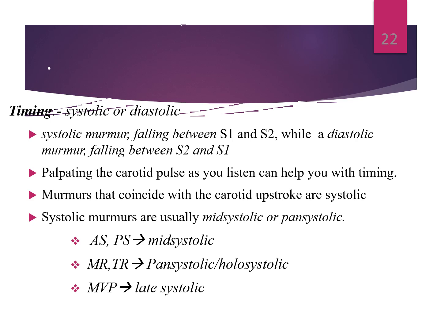The murmurs that coincide with the carotid upstroke are systolic, as we have said. Systolic murmurs are usually mid-systolic or pansystolic. For example, aortic stenosis and pulmonary stenosis are mid-systolic, whereas mitral regurgitation and tricuspid regurgitation are pansystolic or holosystolic. Mitral valve prolapse most of the time is late systolic. So when we hear a murmur, we should time it, whether it is systolic or diastolic, and specifically whether it is mid-systolic, late systolic or pansystolic, and we should explain it very well.